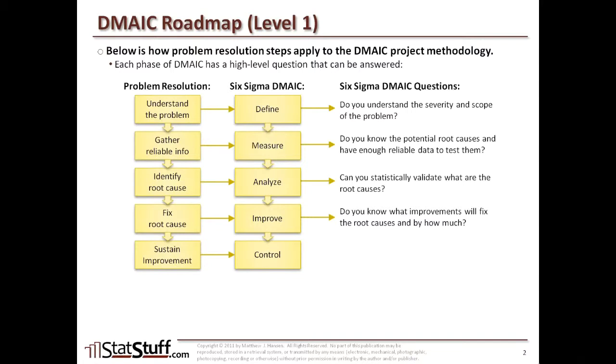Once we can answer that, and we know we've got the improvements identified, and we know exactly how much those improvements will fix the root causes, and we've got it implemented, then comes the last phase, the control phase, where we're trying to sustain the improvement. The top level question we're trying to ask ourselves there is, did the improvement successfully and permanently resolve the original problem? If we cannot answer yes to that particular question, chances are we have not finished the project. So this is the final question at a top level that we have to ask ourselves.